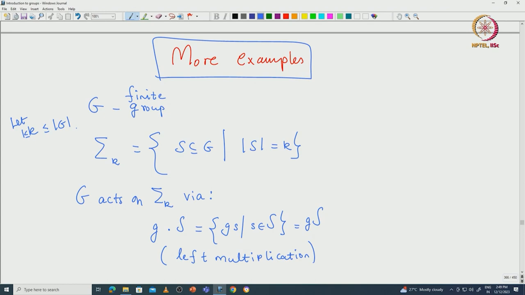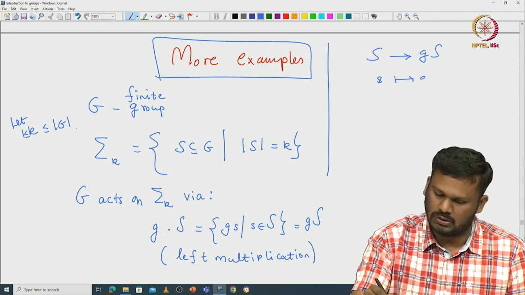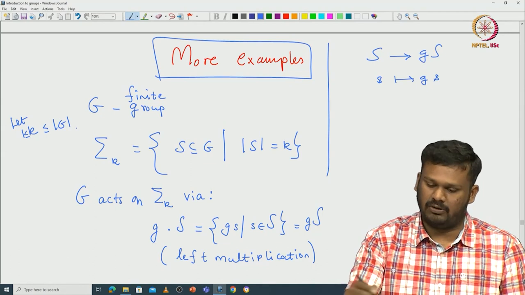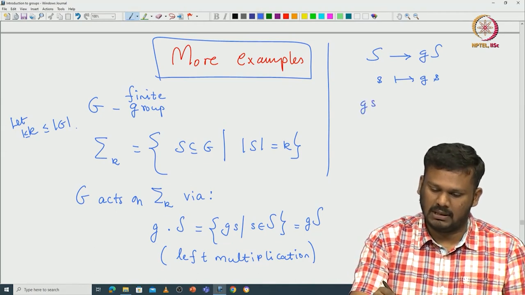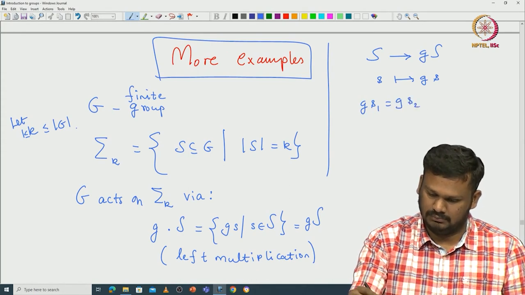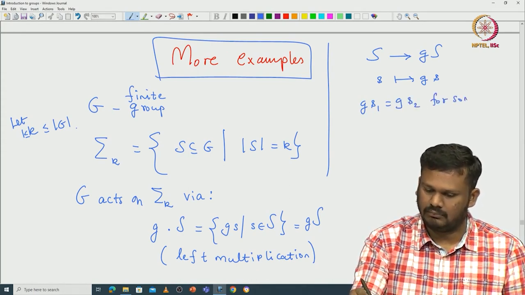Now we have the following question. Why does gS also have cardinality k? Only then can gS be inside sigma k. So let's look at this map from S to gS, given by small s goes to g small s. This map is indeed an injective map. For example, suppose gs1 is equal to gs2 for some s1, s2 in capital S.